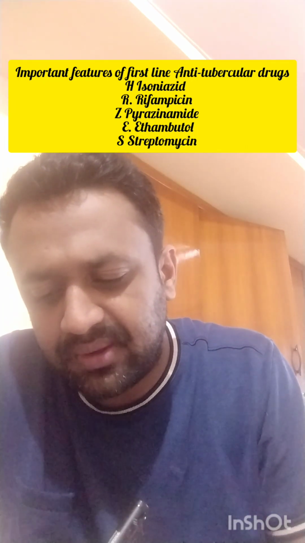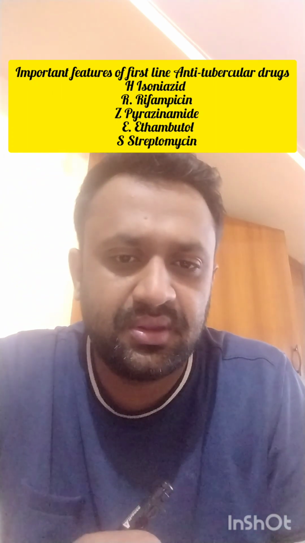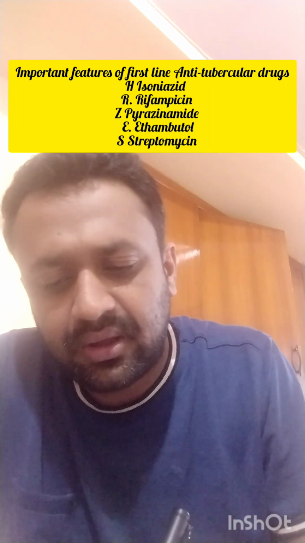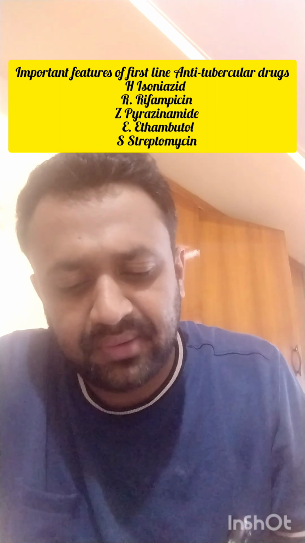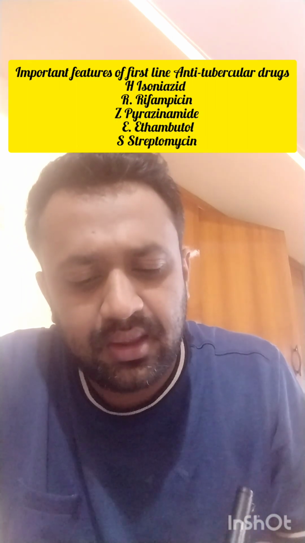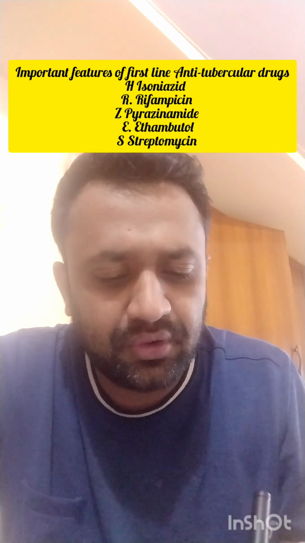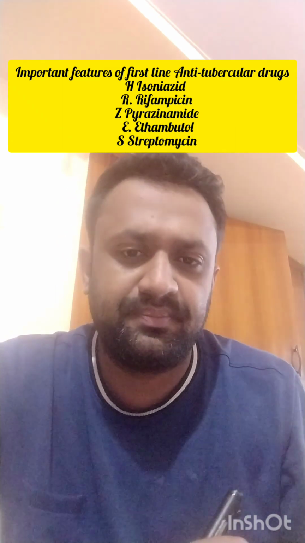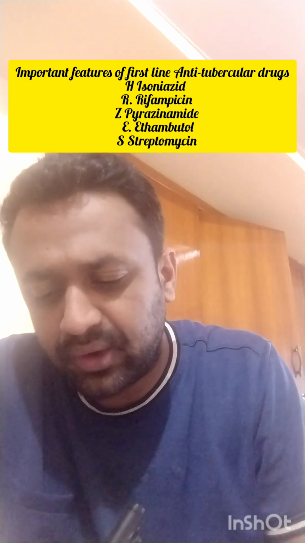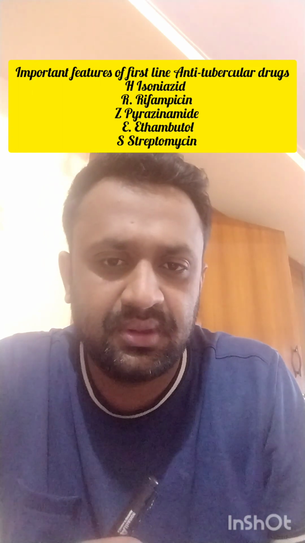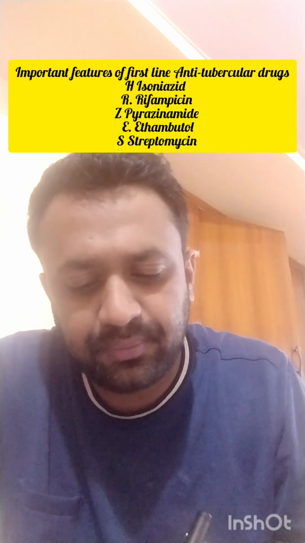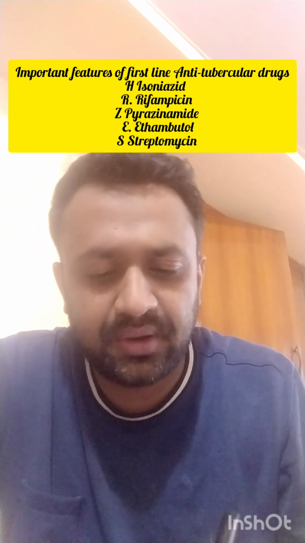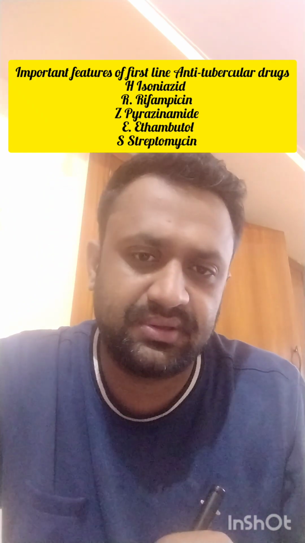But ethambutol should not be given to children below 6 years because it causes visual loss, meaning the patients are unable to discriminate red and green colors. This color vision impairment is called optic neuritis or retrobulbar neuritis, and these children are unable to report this visual impairment. That's why it should not be given to children below 6 years.